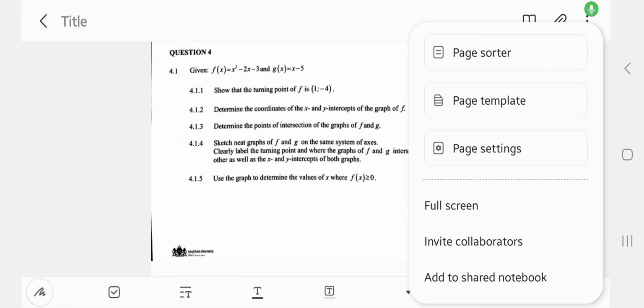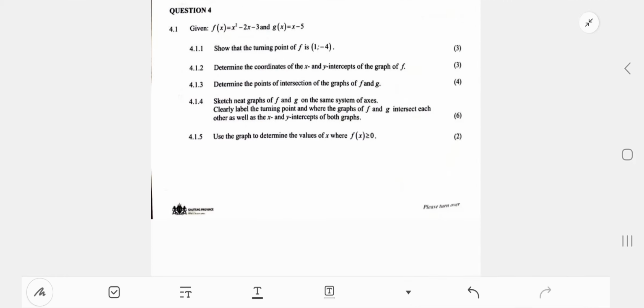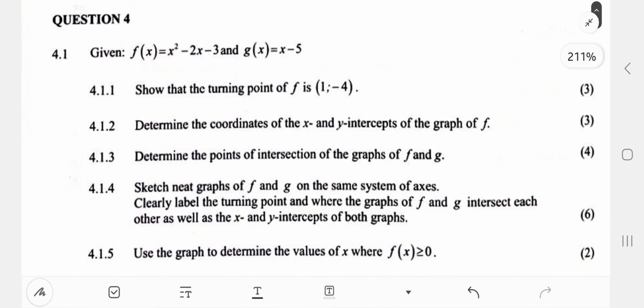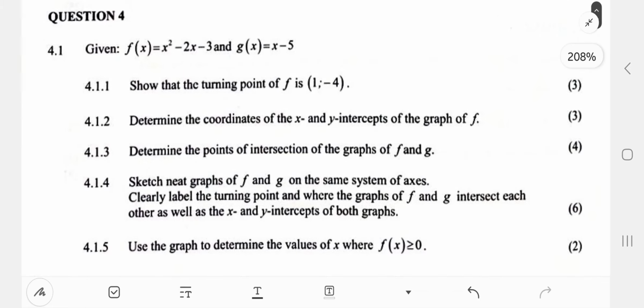Guys, we're continuing with the paper that was written on the 9th of June in Gauteng, June 2023, mathematics. So we're doing question 4 right now. In question 4, we're given f of x is equal to x squared minus 2x minus 3, which is a parabola, and g of x, which is x minus 5, which is a straight line graph. So 4.1.1 says, show that the turning point of f is (1, -4).